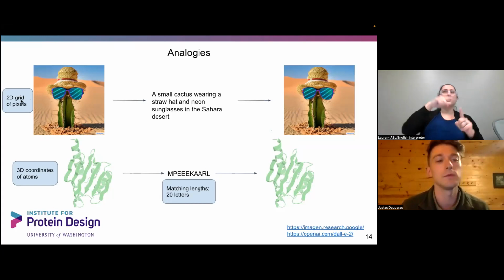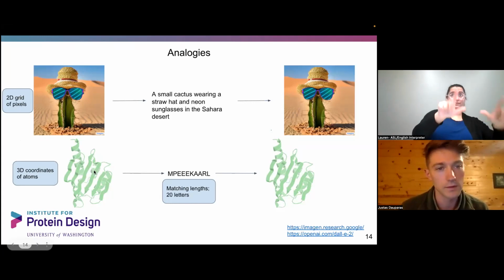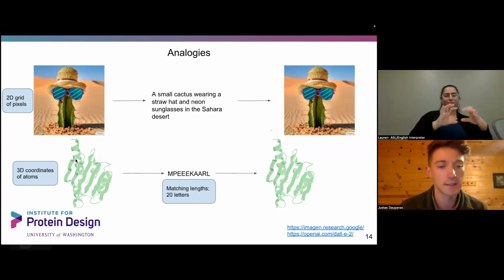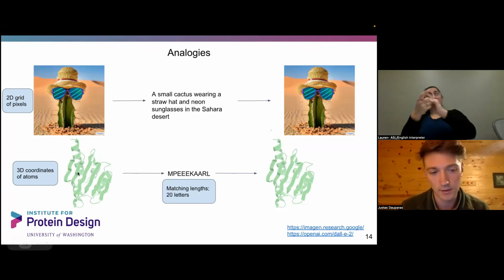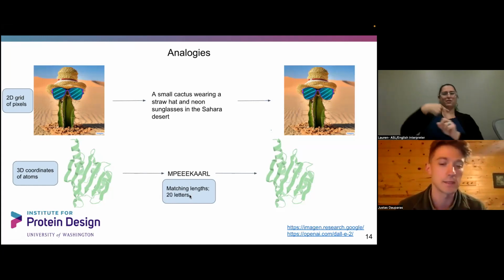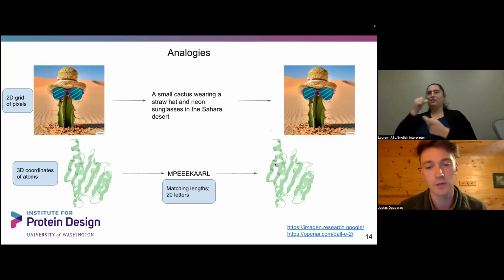In one case, it's a 2D grid of pixels. In the protein world, it's 3D coordinates of the atoms. And from a translation perspective, the number of residues matches in the coordinates and in the residues, so we have a matching length, and there are only 20 letters available. So it's a somewhat simpler task. The task of predicting structure is quite difficult and requires homology and other information.